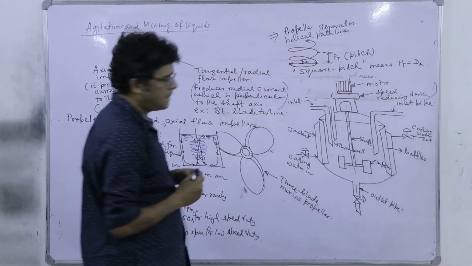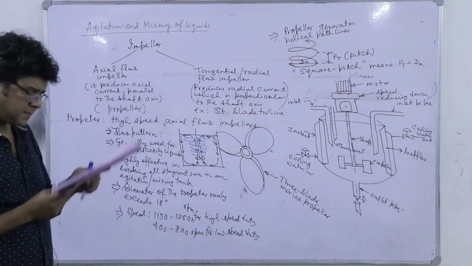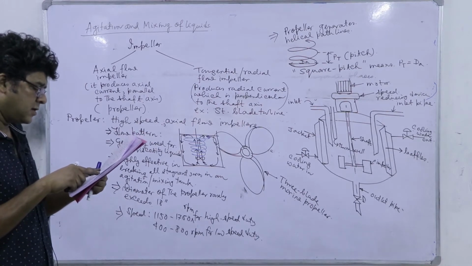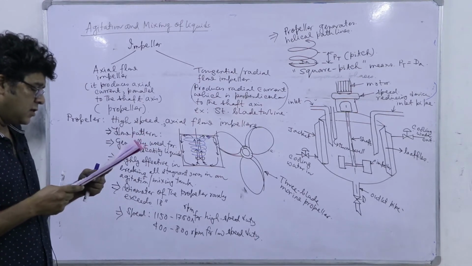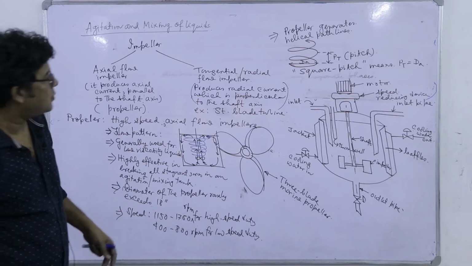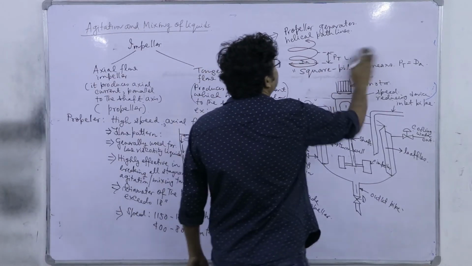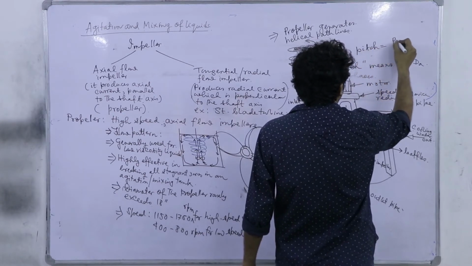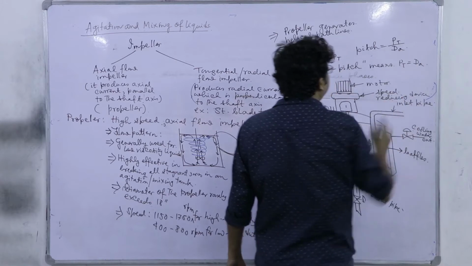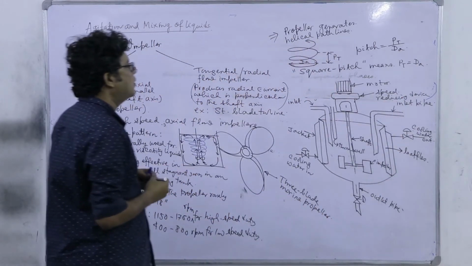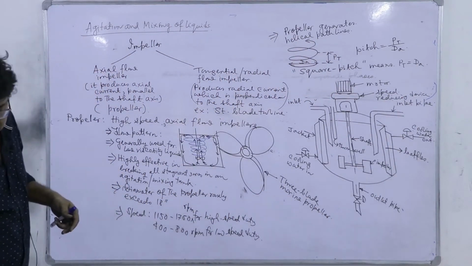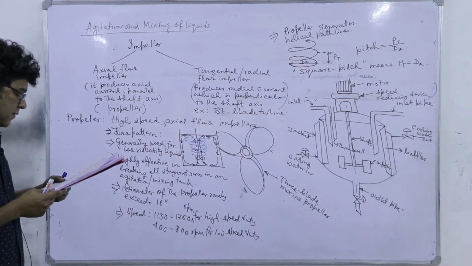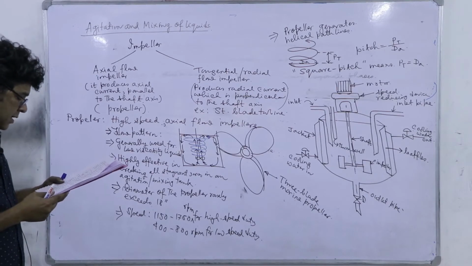right. So, for a square pitch propeller, the fixed distance depends on the angle of inclination. The ratio of the distance of the propeller to the diameter is known as pitch. So, this is not exactly pitch, we should write that pitch is equal to Pt divided by dA, where dA is the diameter of the impeller. Square pitch means Pt equals dA, so the pitch ratio is equal to 1, right.